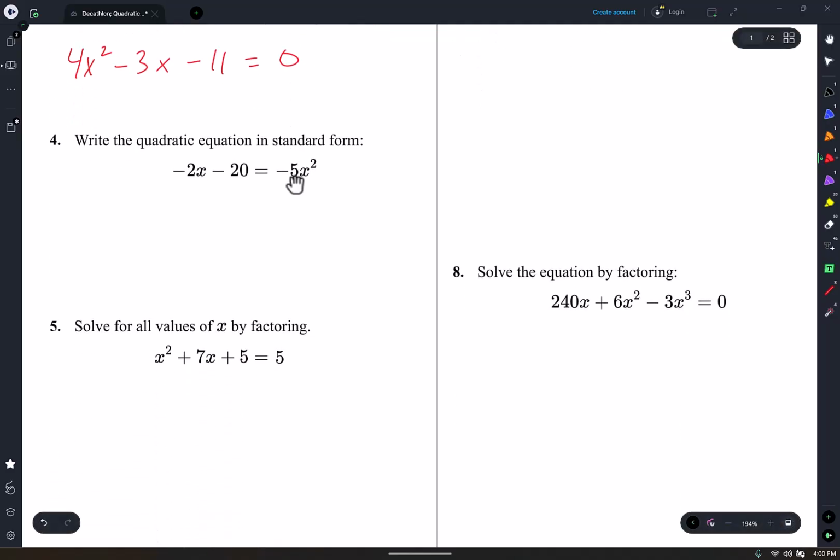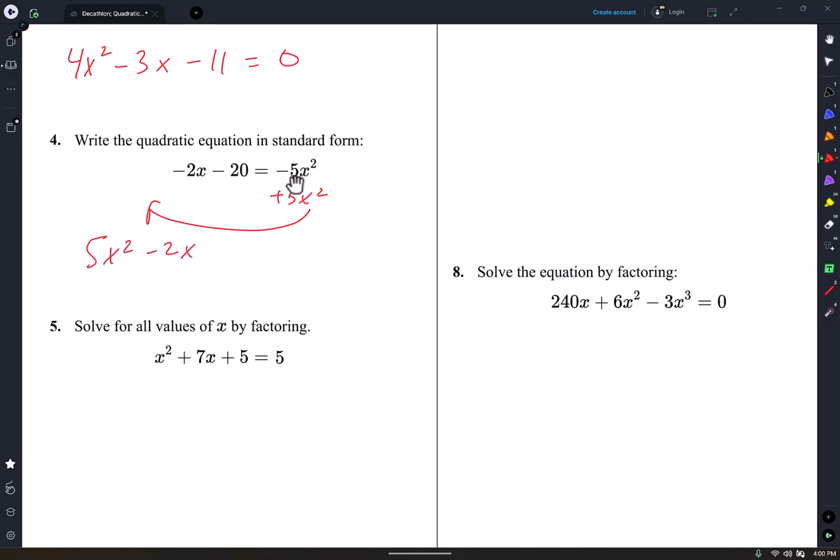It says write the quadratic. Again, the first four are the same. So we're going to go plus 5x squared, and we're moving it to the left, so we're going to write that first: 5x squared. And then we're going to write the minus 2x, then the minus 20 equals 0.